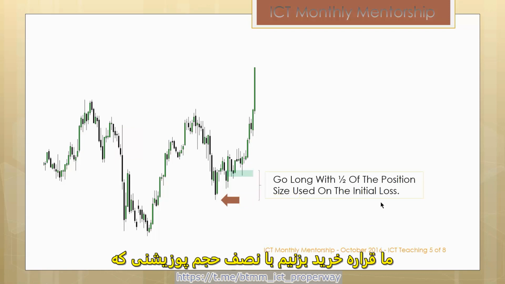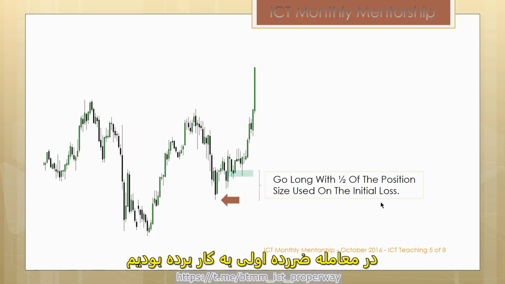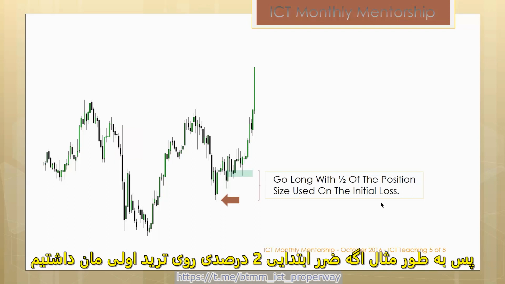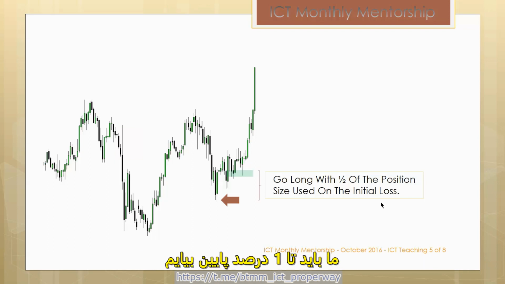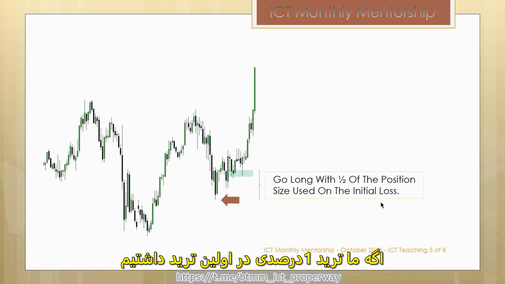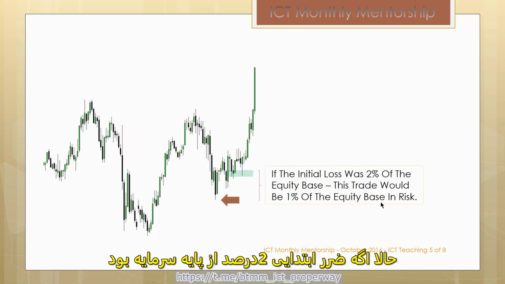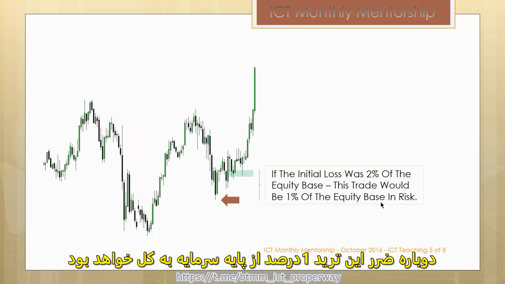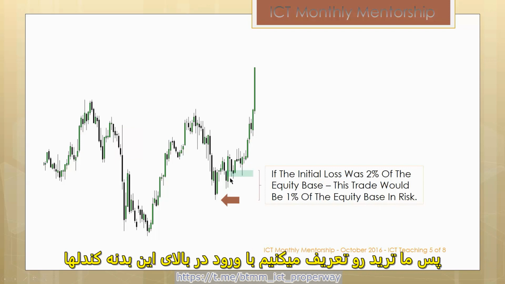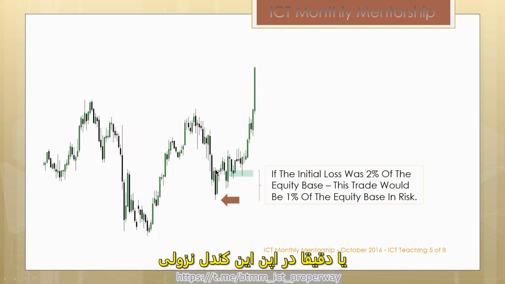Well, we're going to go long with 1/2 of the position size we used on the initial loss. So for instance, if we took an initial loss of 2% on the first trade, we have to go down to 1%. If we were trading with 1%, and we took a full loss on the initial trade, we would have to drop down to 1/2 of 1% of our total equity base. Now, if the initial loss was 2% of the equity base, this trade, again, would be 1% of the equity base in total risk.